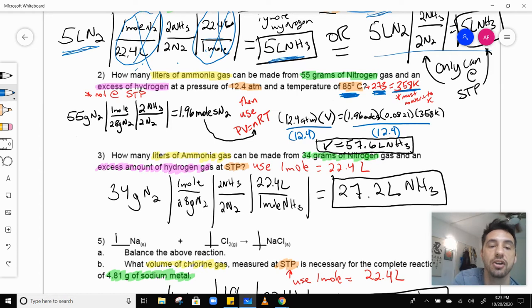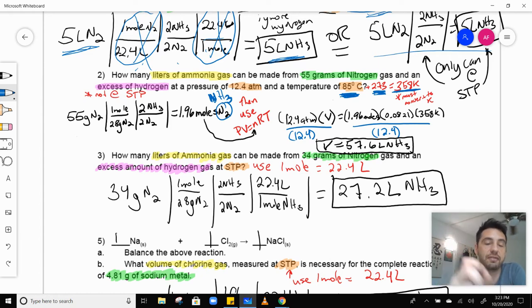Okay, so here we want to know how many liters of ammonia gas can be made from 55 grams of nitrogen and excess hydrogen. So we can ignore the hydrogen. We don't have to worry about that. The first thing we're going to do is figure out how many moles of ammonia we can make. This is actually wrong here. This should say NH3. Oh, I got to fix that. That should say NH3. My bad.